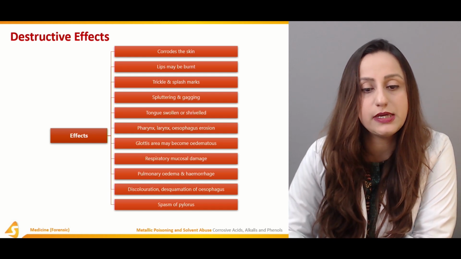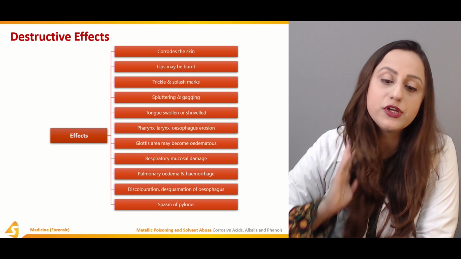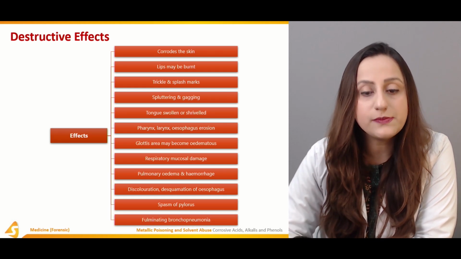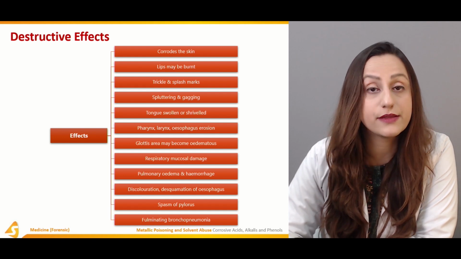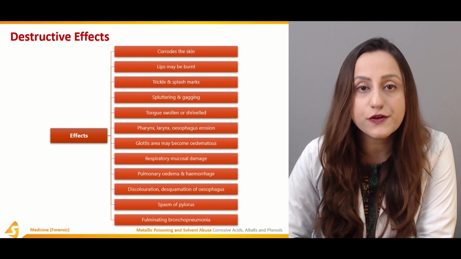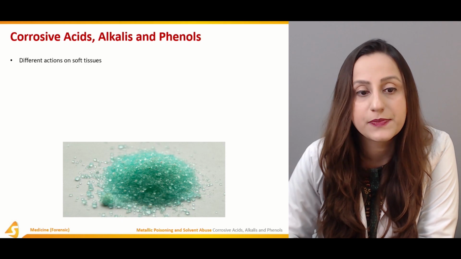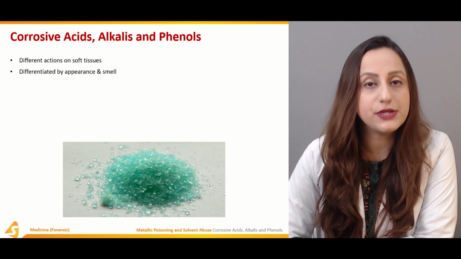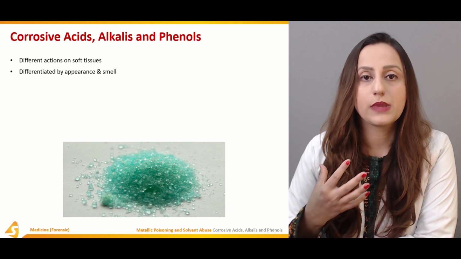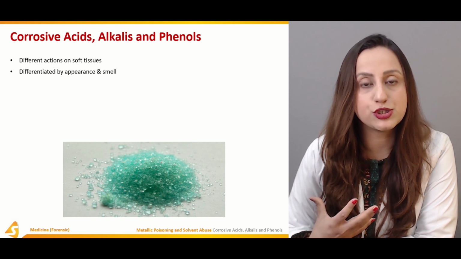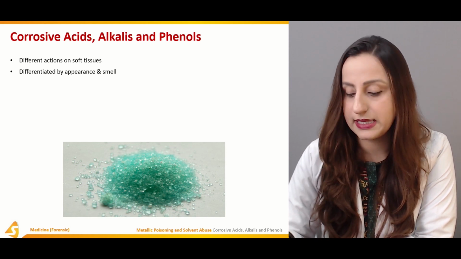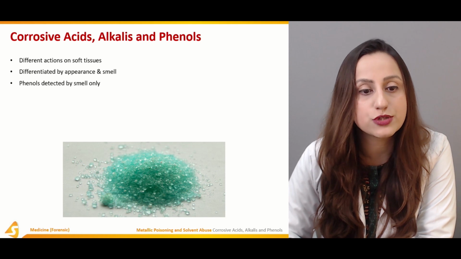Then the spasm of pylorus is one of the complications that will occur. And fulminating bronchopneumonia is another complication that is observed in a lot of cases of corrosive poisoning. So there are different actions on different tissues, differentiated by appearance and smell. Once you have that person in the emergency, there is a pungent smell to that person, and that will highlight that it is a case of corrosive poisoning.